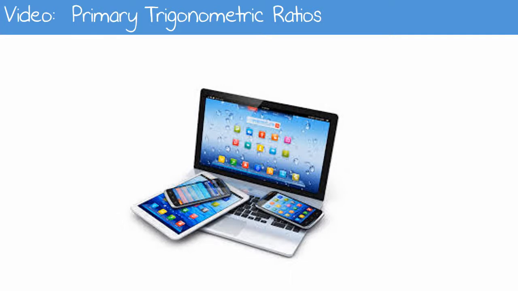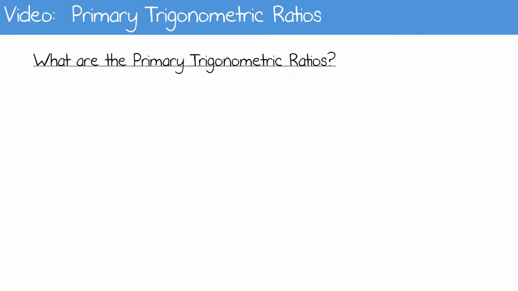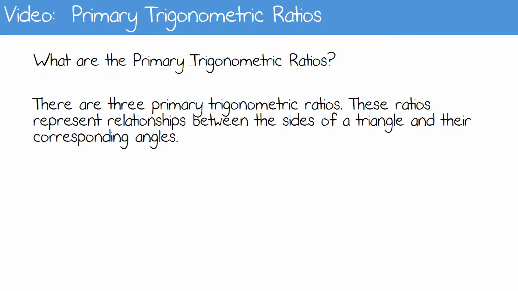Primary trigonometric ratios. What are the three primary trigonometric ratios? There are three primary trigonometric ratios. These ratios represent relationships between the sides of a triangle and their corresponding angles.